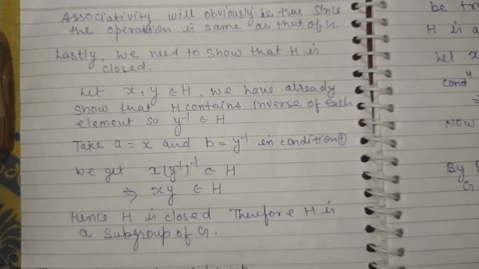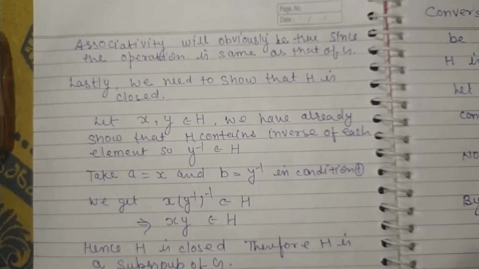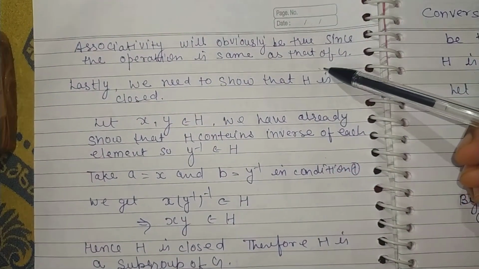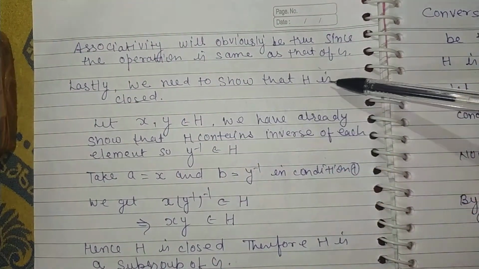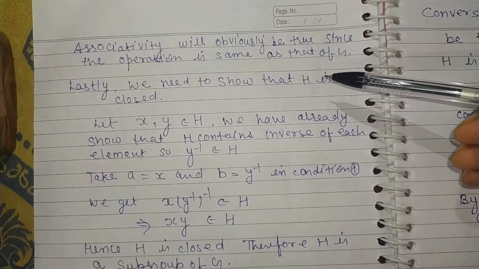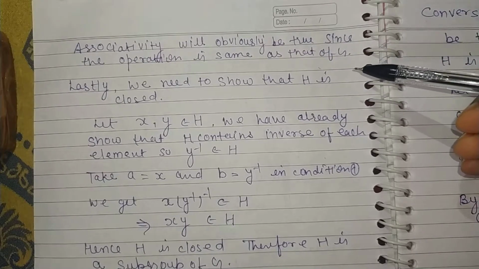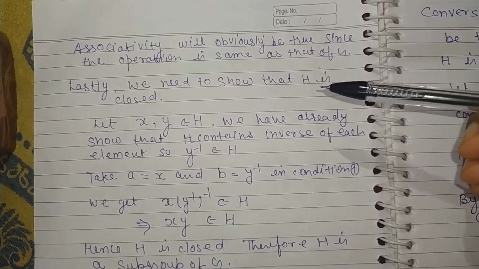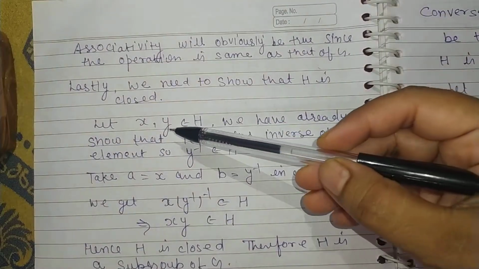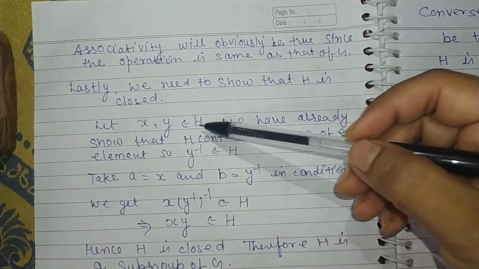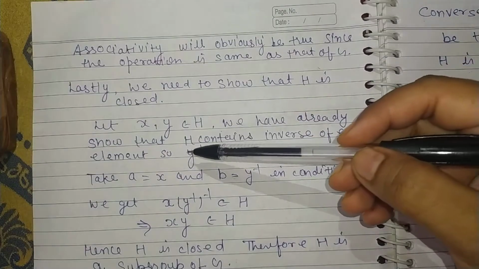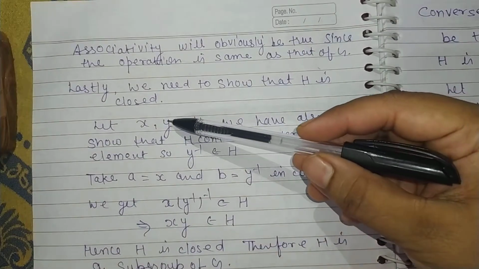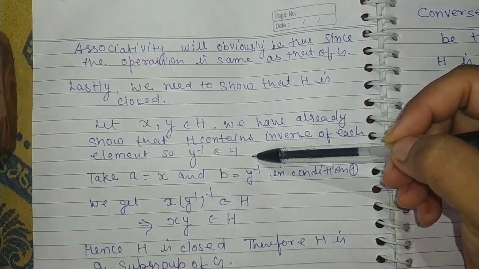Now associativity will obviously be true since the operation is the same as in G. Lastly, we need to show that H is closed. We have already proved the conditions of identity, inverse and associativity, and the last condition is closure. For the closure, we take two elements X and Y belonging to H, and we have already shown that H contains the inverse of each element. So Y inverse belongs to H.